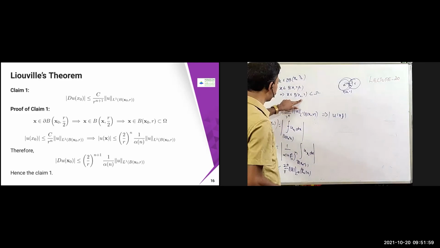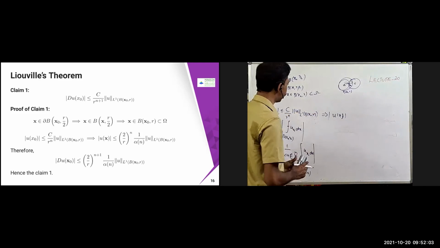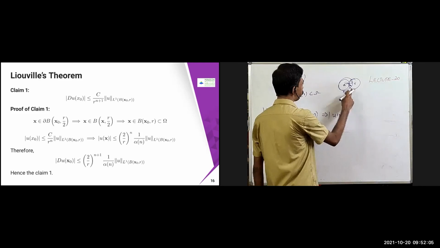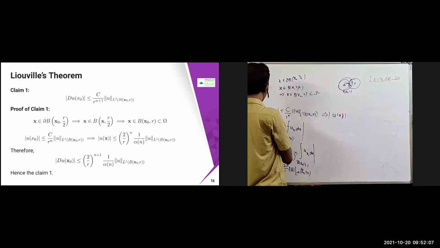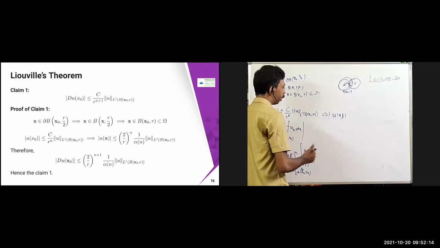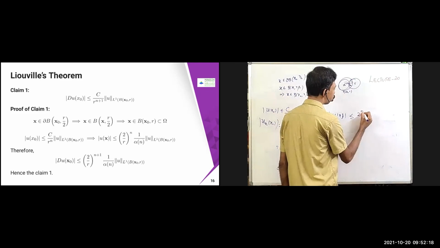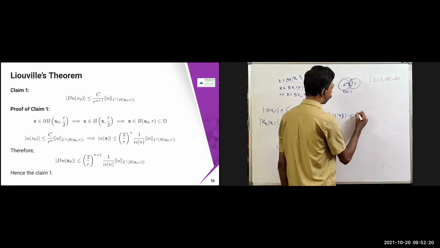Therefore, you are going to apply the definition of this one. So in that case, this is r by 2. You see the relation between x naught and x: it is r by 2. x belongs to the boundary of B of x naught by r by 2. Therefore this is going to be less than or equal to (r by 2) power n, so you are going to get 2 by r power n coming.